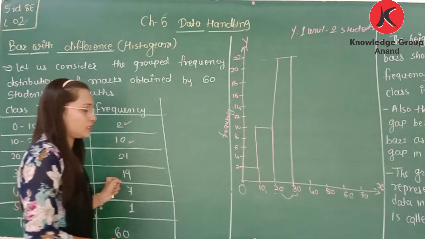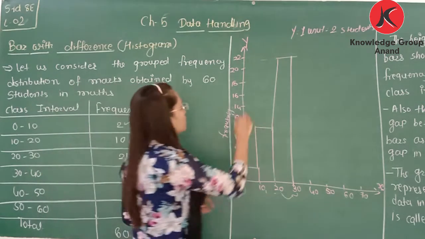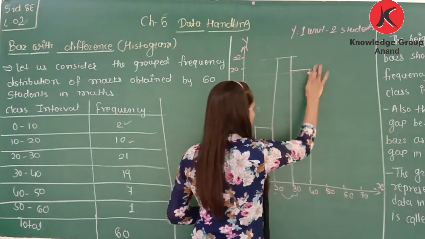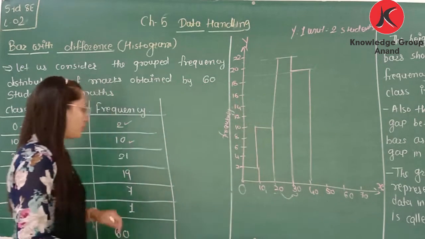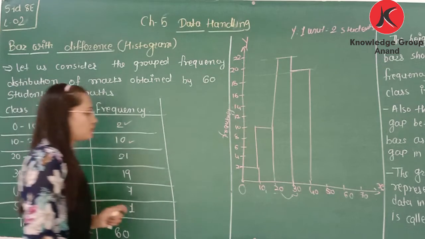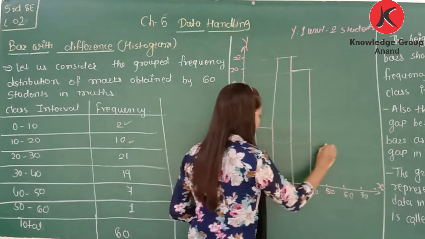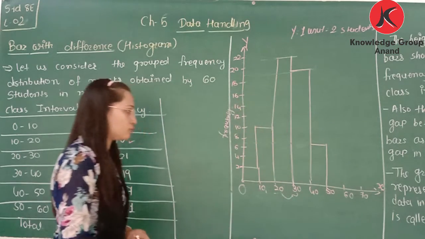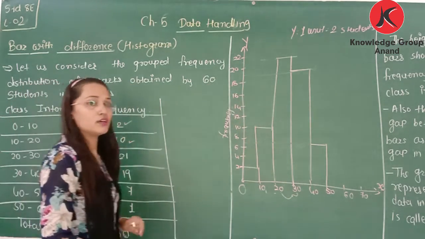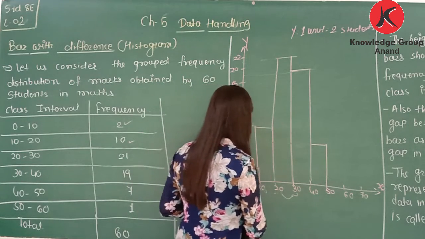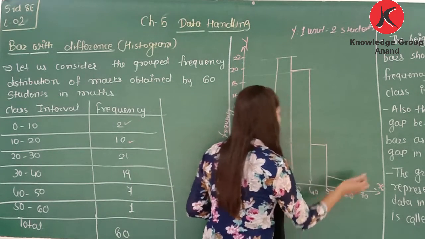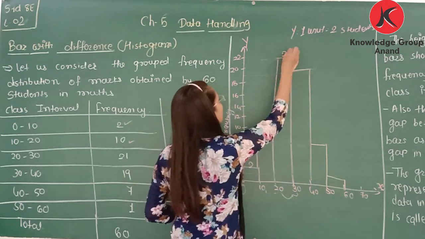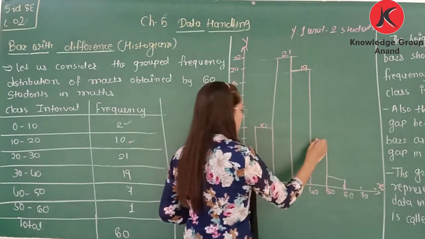Now 30 to 40, 19 students. So it is between 18 and 20. So this is the bar for 30 to 40. Now 7 students, 40 to 50. So it is here. So this is the bar for 40 to 50. And last, one student gets 50 to 60. You can write here also 2, 10, 21, 19, 7 and 1.